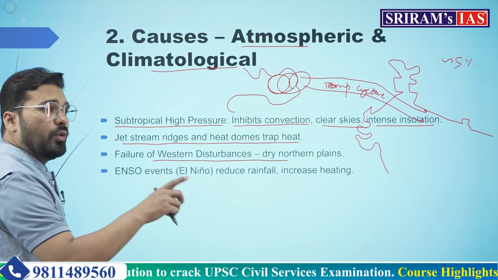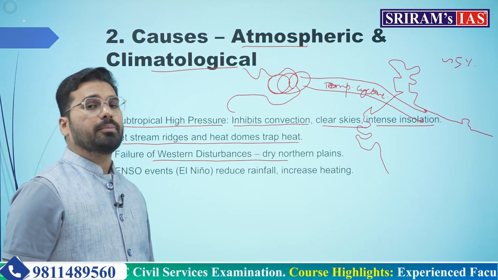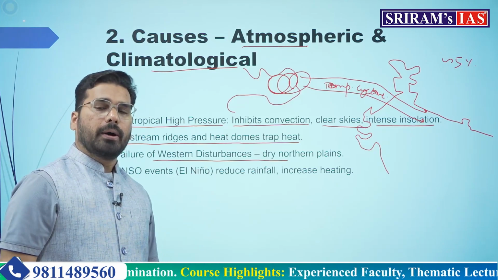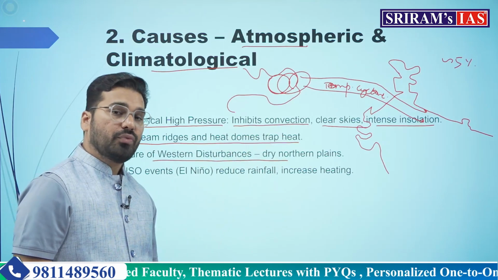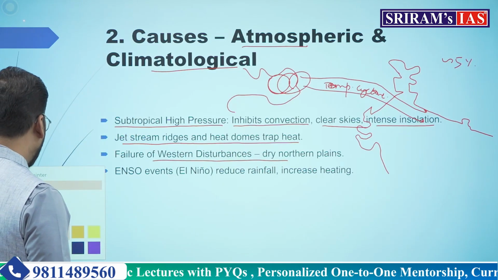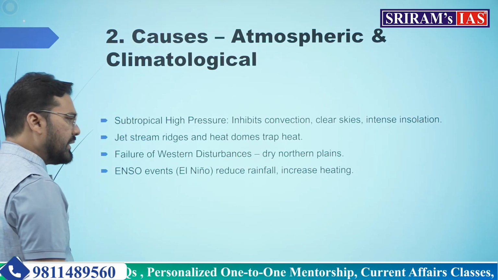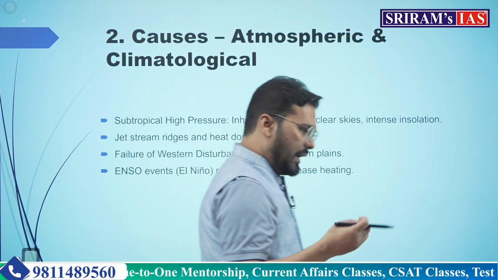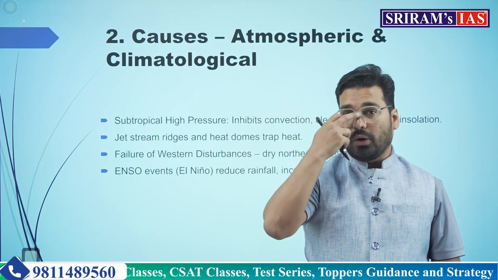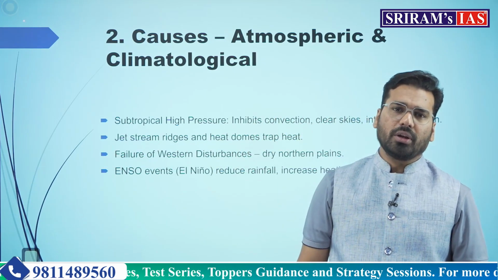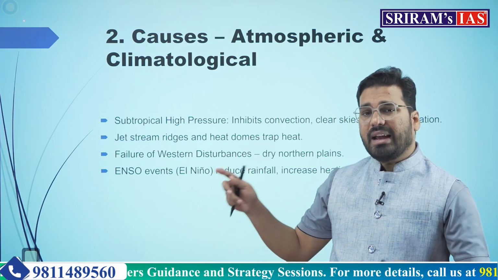Don't you think this will again create a temperature rise, because rainfall would have created a very moderate temperature, but because of lack of rainfall the temperatures would be very high. Now the ENSO event, that is El Nino. As you know, El Nino is a warm current which flows along the western coast of South America. When this happens, it has a tele effect.